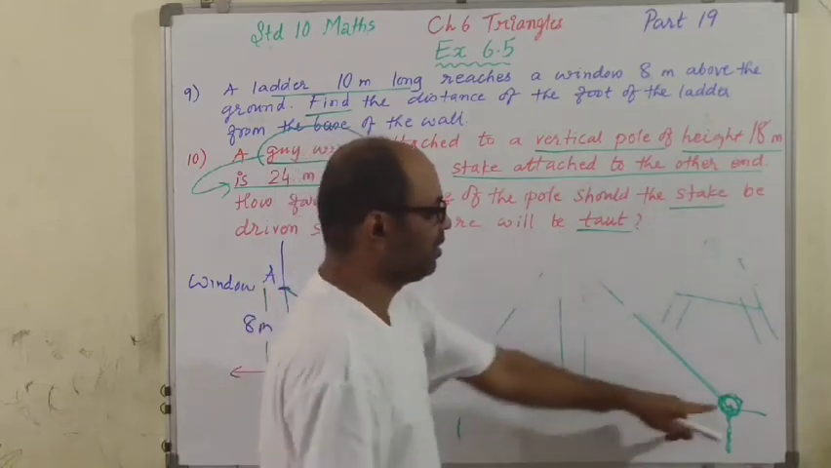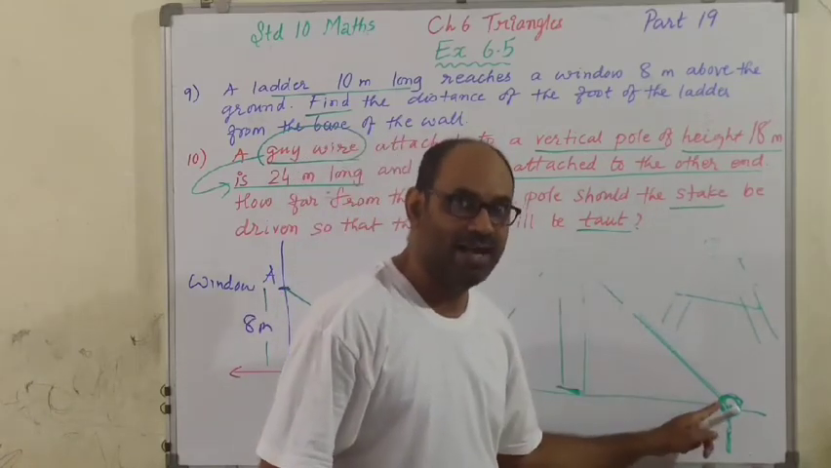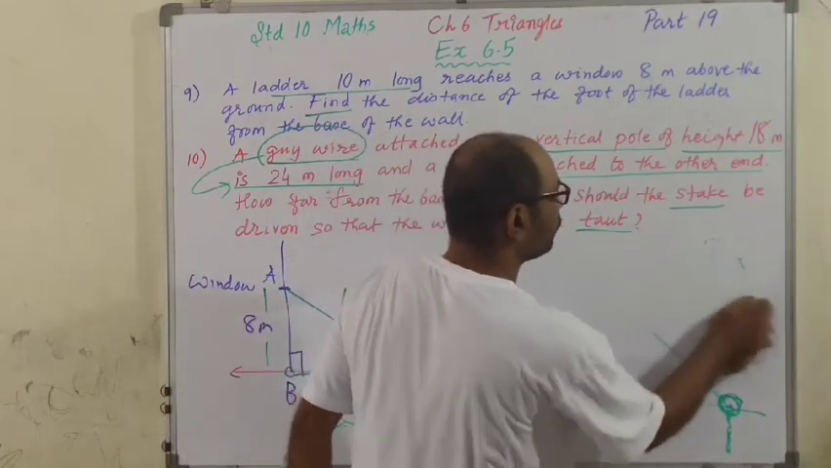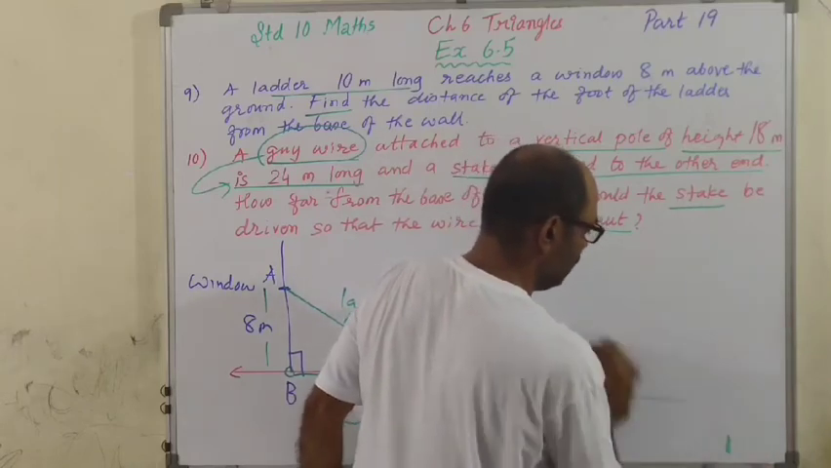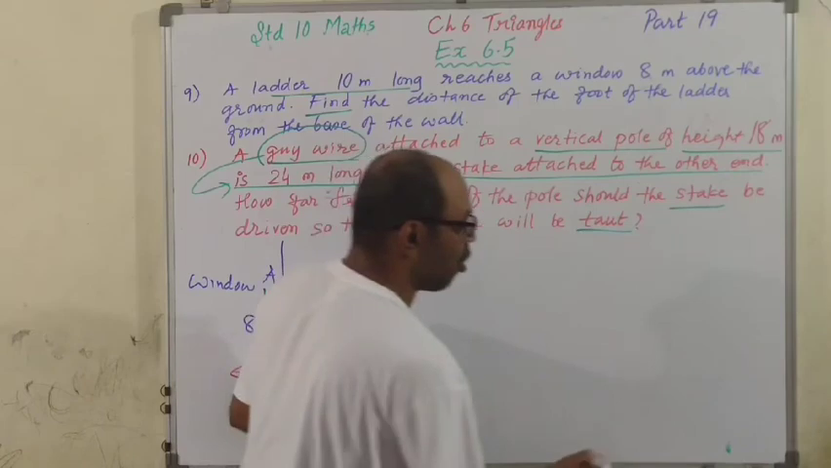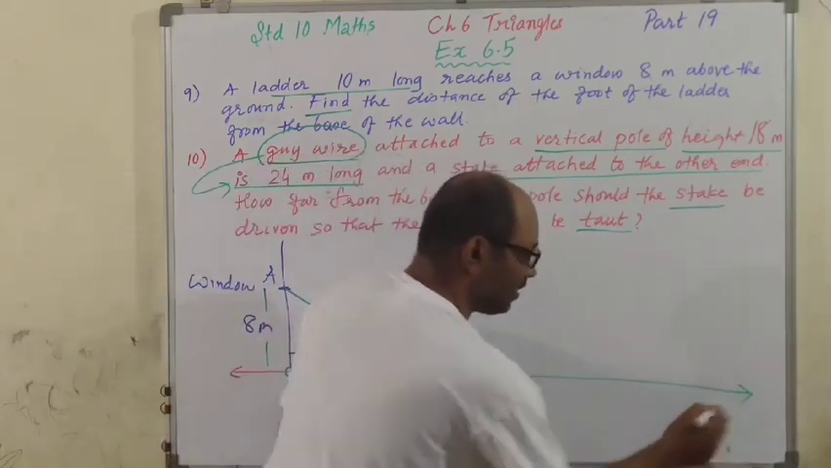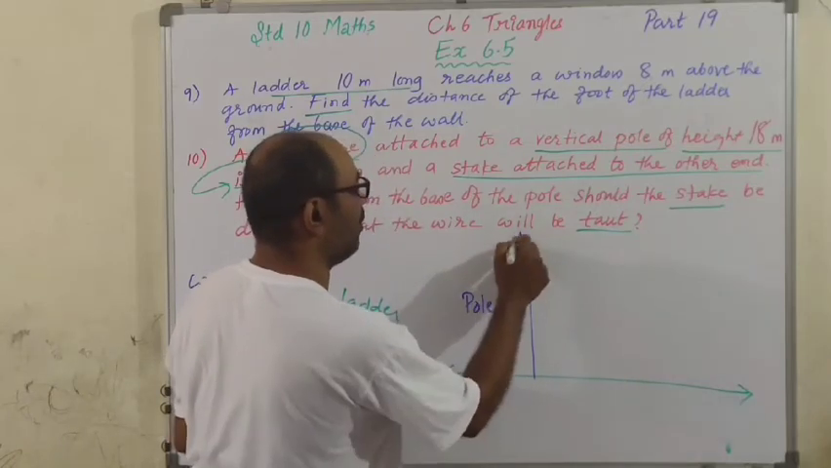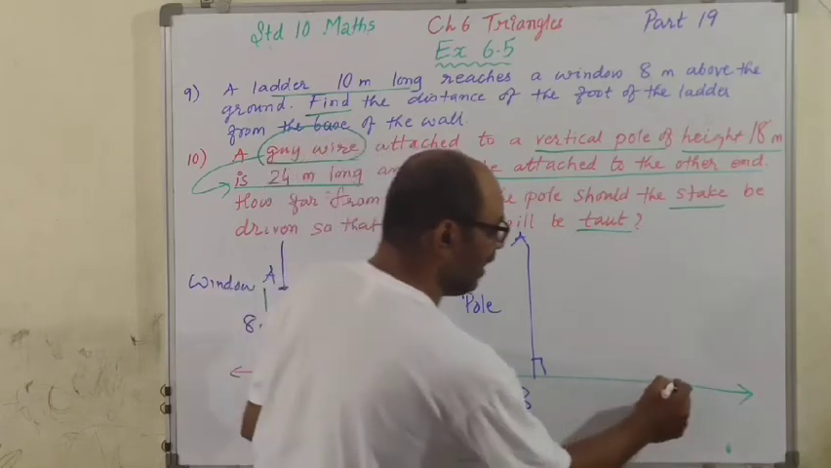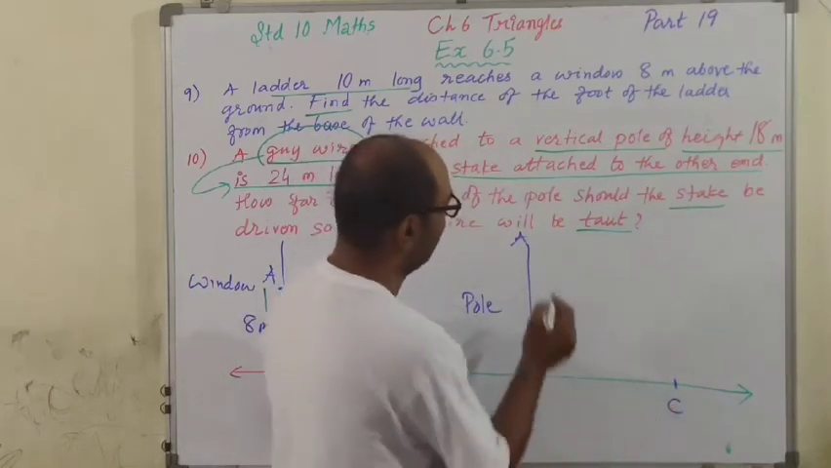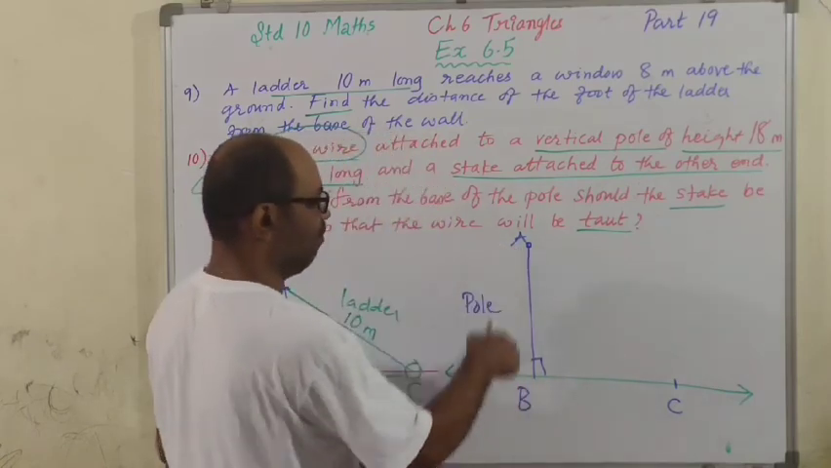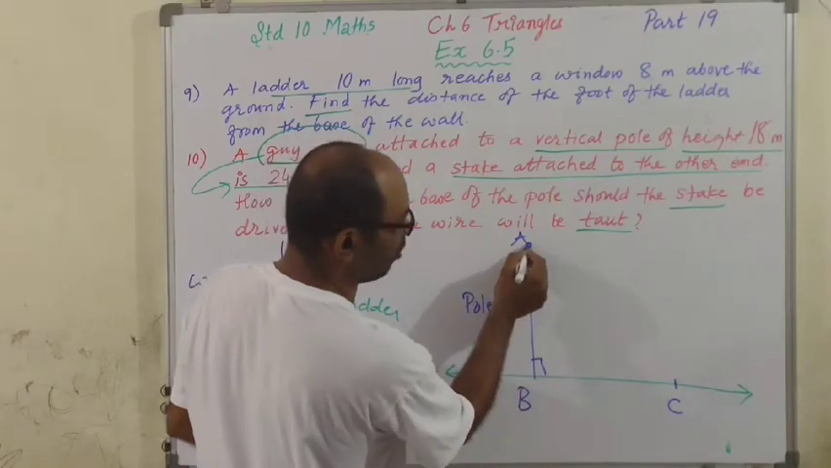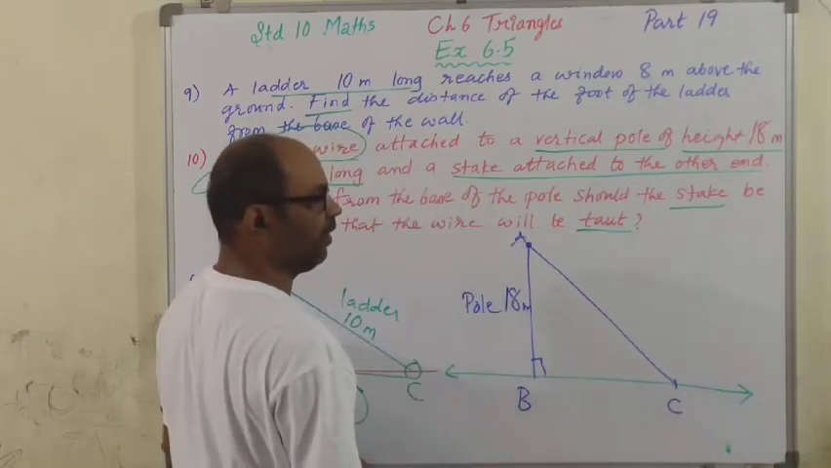Okay. Stake means some support where the other end of the guy wire is to be fixed with the ground. Correct? Fine. Again, I am drawing horizontal line to represent the ground, the vertical line to represent pole. Let me call it AB. Correct? C is where this stake is fixed. Now this is the top of the pole at height 18 meter. All right. And from the top, the guy wire is attached to C point on the ground.